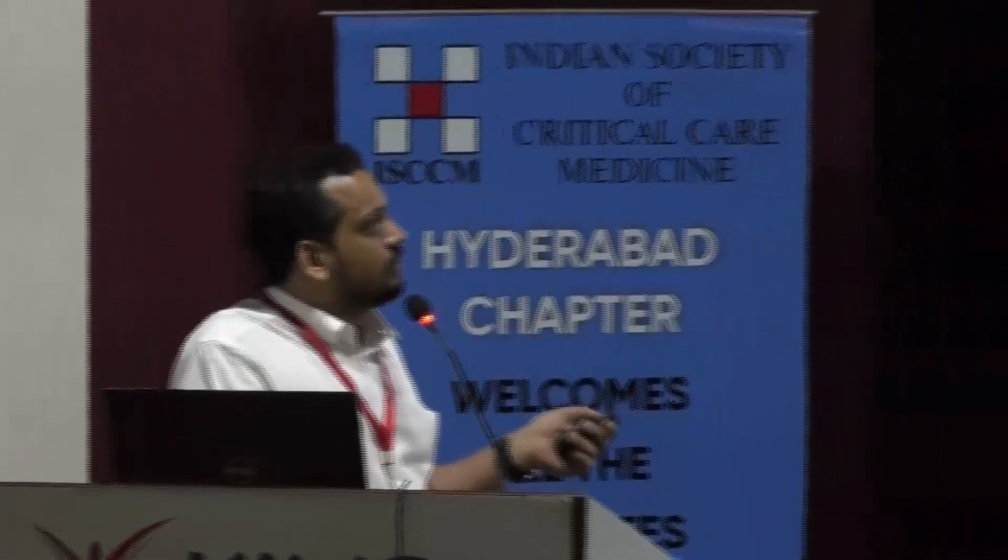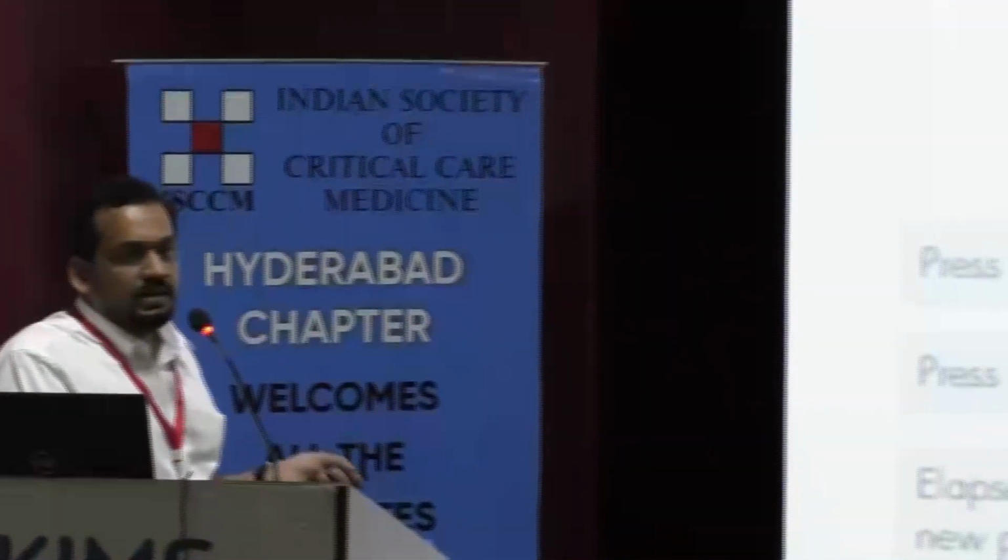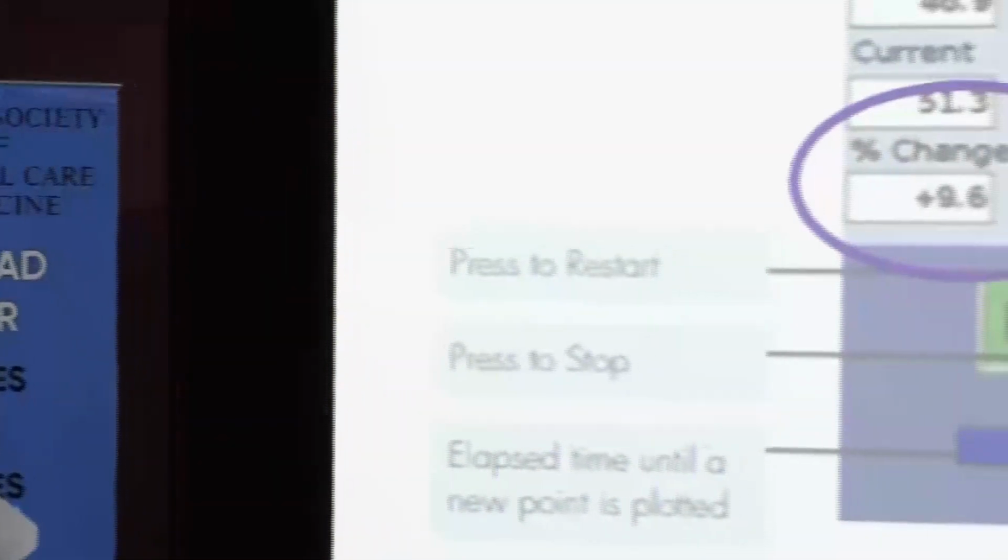The biggest advantage of using LiDCO is that, generally, if you do some fluid challenge or give some vasopressor, you need to have the older values recorded in your mind and then see the responses. But the LiDCO machine will always display the percentage change here. So by looking at the percentage change in your cardiac output and stroke volume, you can have an idea whether the therapy you are giving is accurate for that particular patient or not.